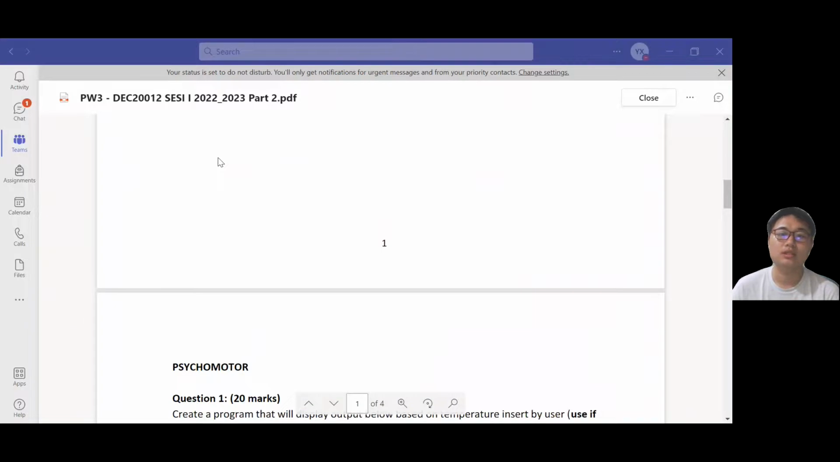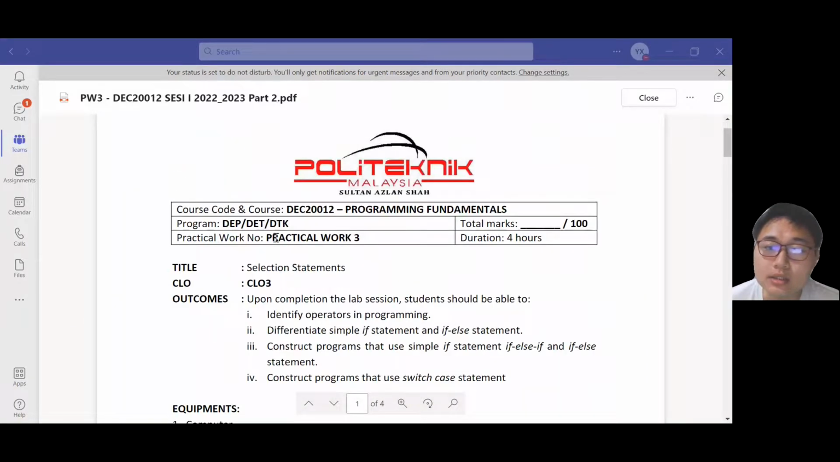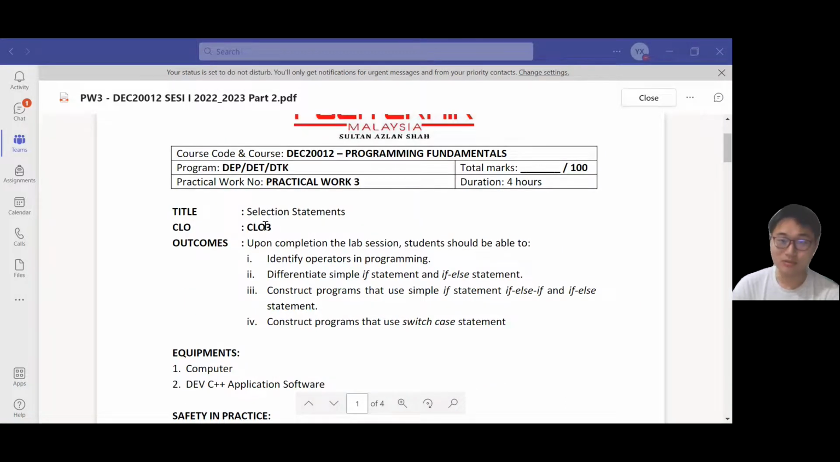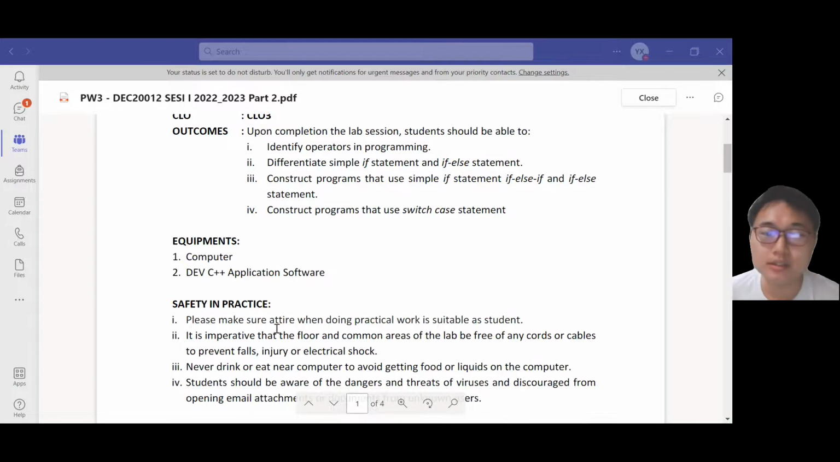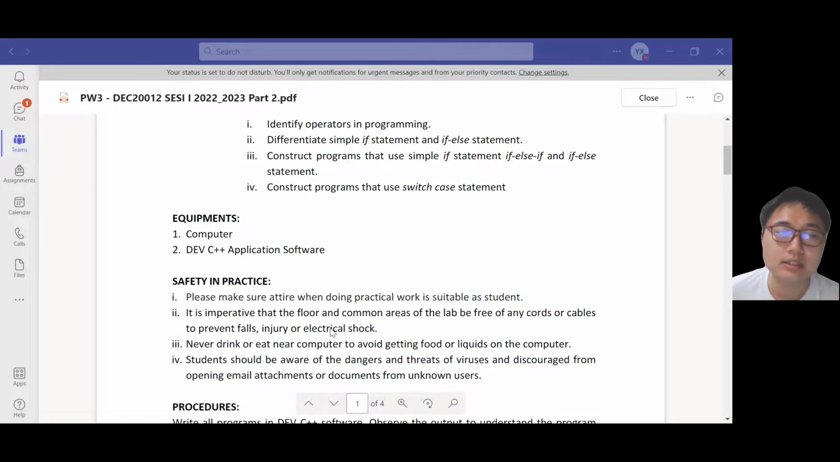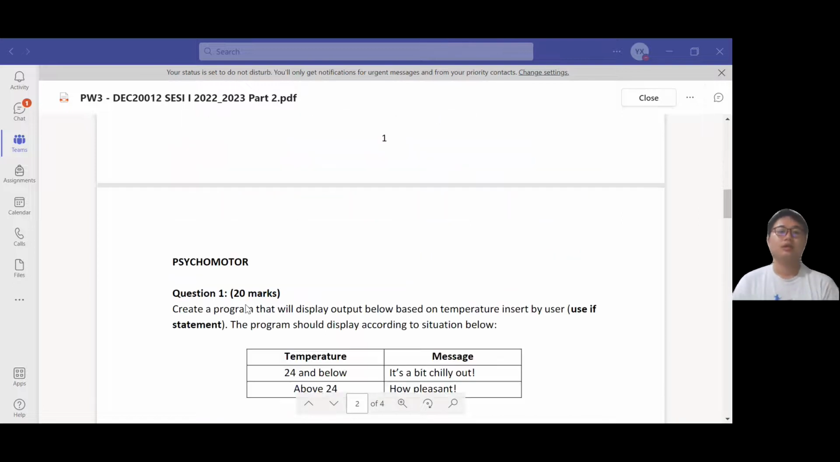So this is the Polytechnic Practical Work 3 for Programming Fundamentals. The program is DEP DDTK. And it's Practical Work 3. The equipment that I'm going to use is a computer and Dev-C++ application software. And here are the safety in practice and procedures.